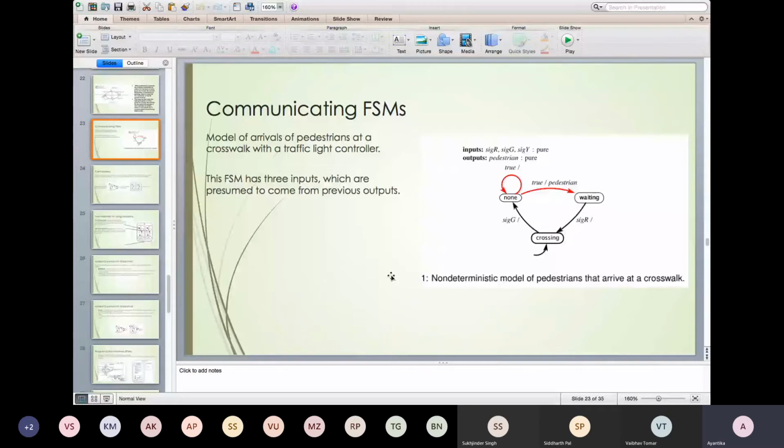Now here is a problem that we were discussing yesterday. Remember, we talked about environmental modeling, right?